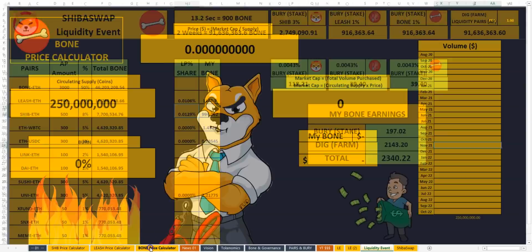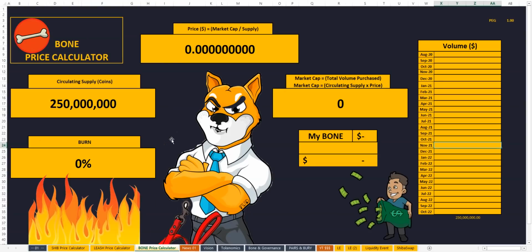Just remember, this is not financial advice. I am not a financial advisor. I just like crunching numbers. I've got a spreadsheet, and I've designed this calculator for the SHIB community, so it's for entertainment purposes. So let's have some fun.